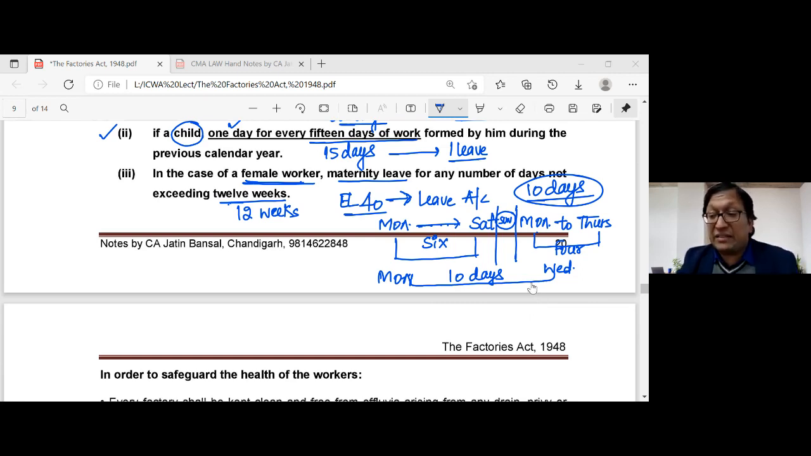Sick leave is different from earned leave. Definitely, it is different from earned leave. No, it is not as per the Factories Act. So sick leave is different.